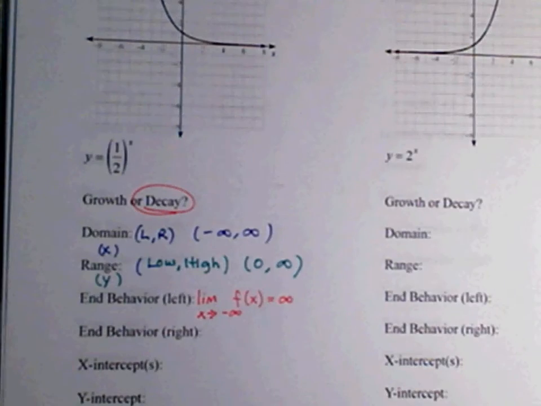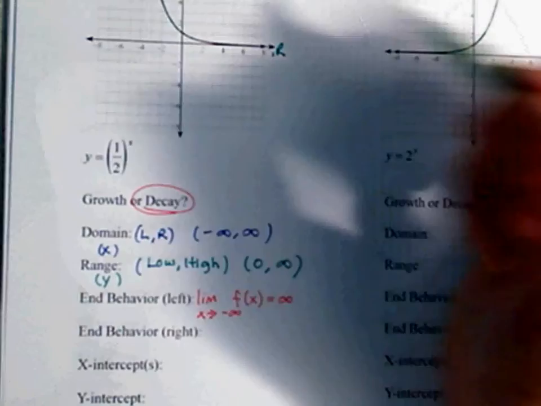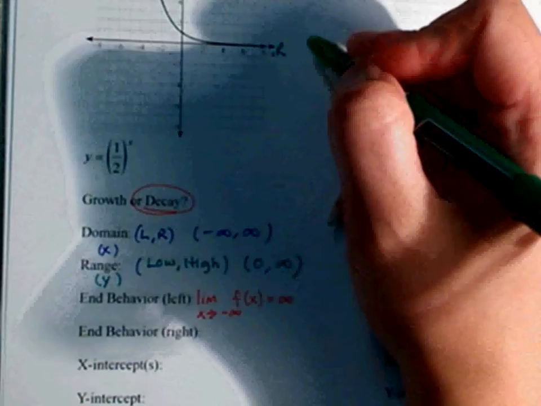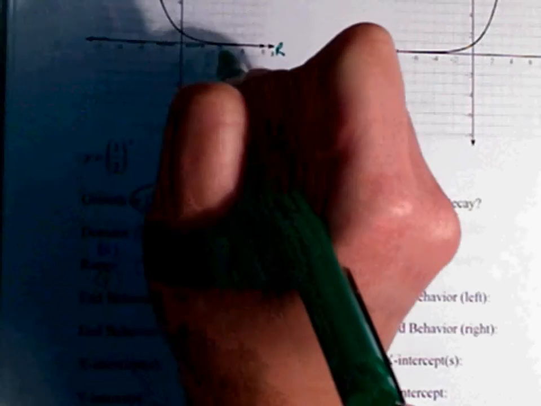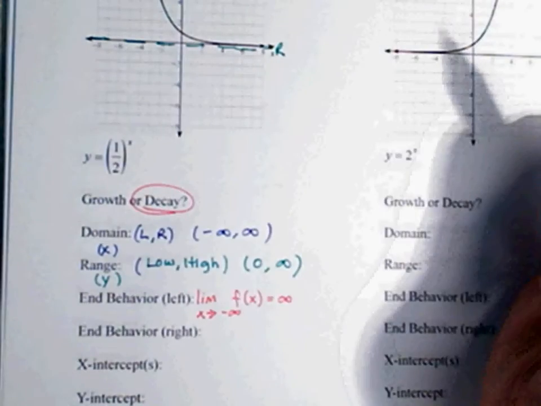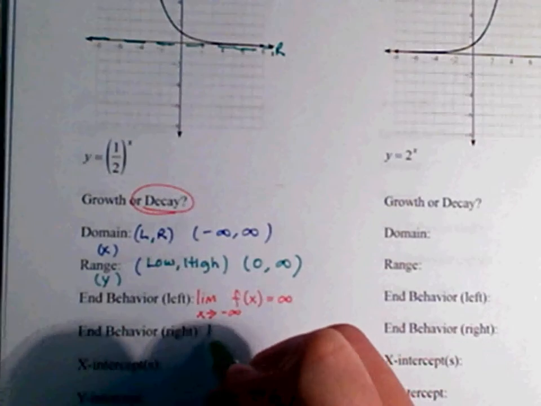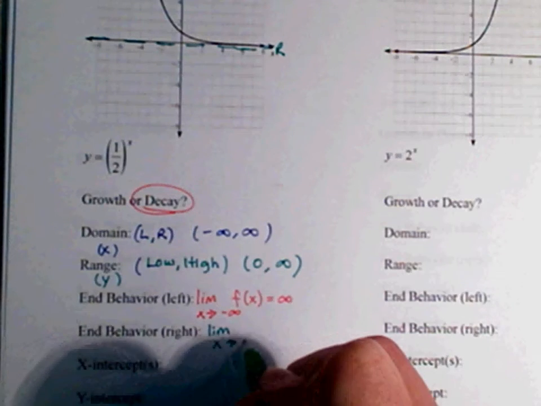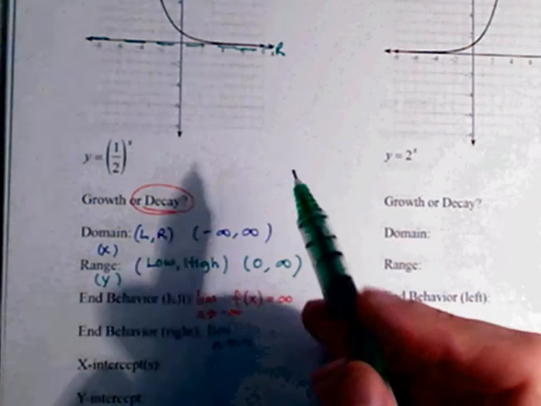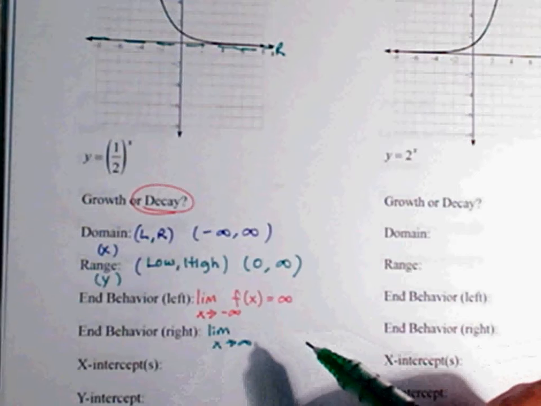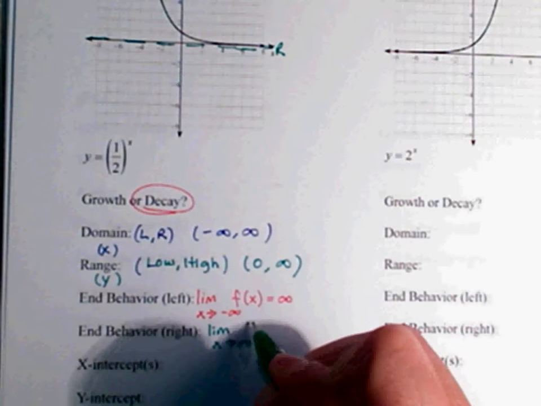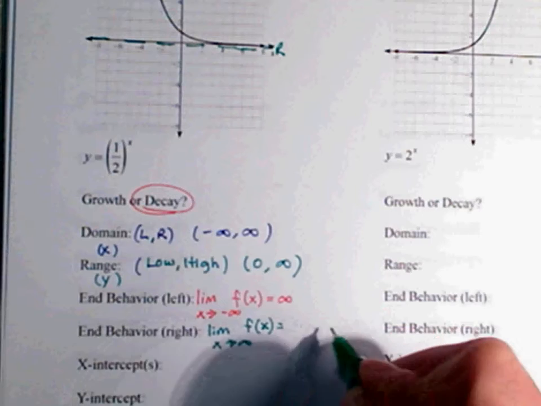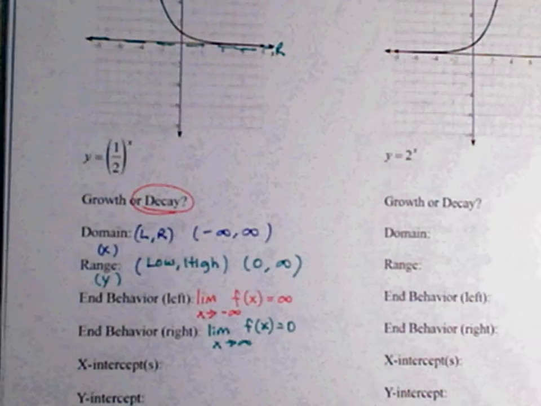Your end behavior on the right. That's this one right here. This one is heading south, but there is something that is stopping it. This right here is stopping it from going all the way to the negative infinity. So for the right, you always write limit is approaching positive. As it's heading to the right, it's heading down, but something is stopping it from going all the way to negative infinity. And what is that something? It is 0.